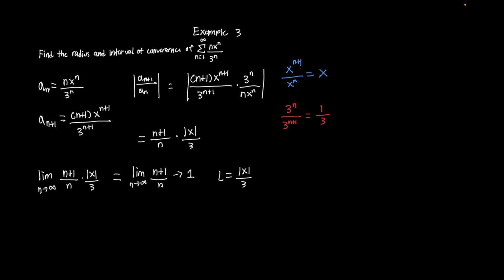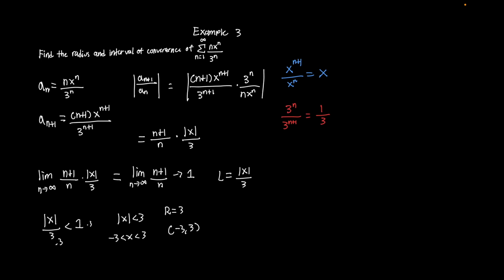Now, we need the ratio test, right? So we need the absolute value of x over 3 less than 1. Multiply both sides by 3. We get the absolute value of x is less than 3, or you can rewrite it as negative 3 is less than x is less than 3 if you don't like the absolute value sign. So our radius of convergence is just 3. So your interval is going to be negative 3 to 3, the open interval, sorry.